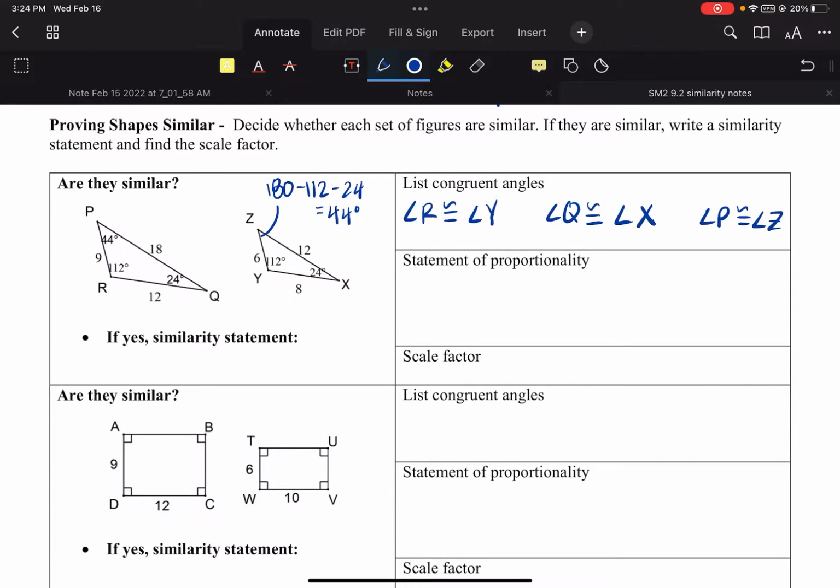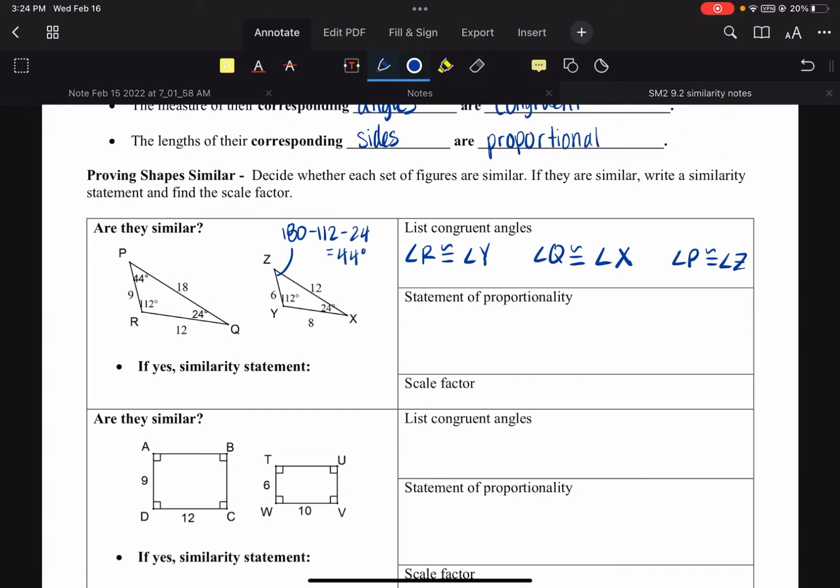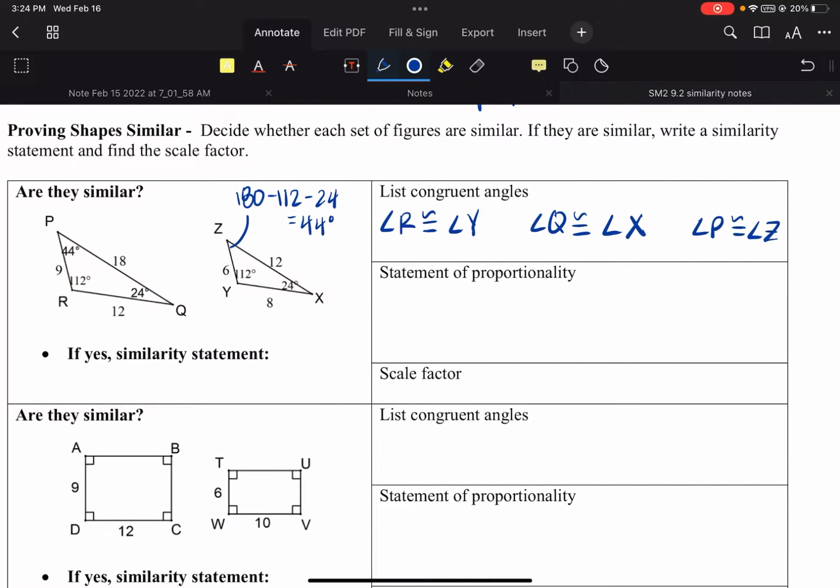Now we're going to write what's called a statement of proportionality. A statement of proportionality is when we look at the fractions of each of the side lengths. So we're going to pair up corresponding sides. So for example, the 9 matches up with the 6. This side 12 matches up with 8. And then we have the 18 over 12.